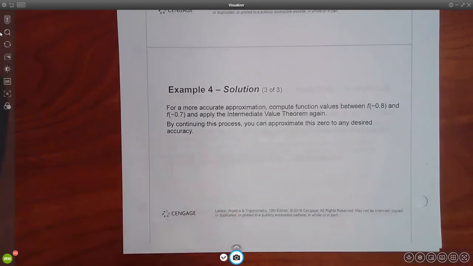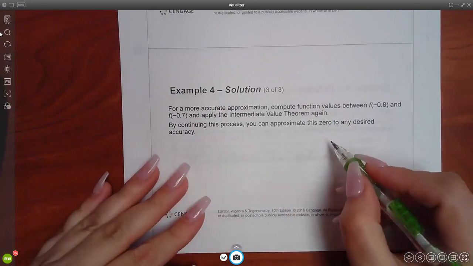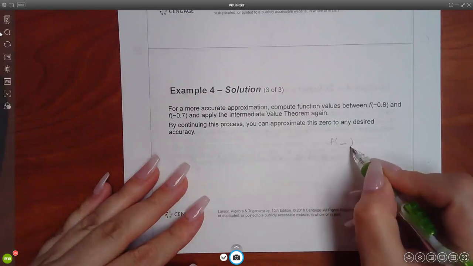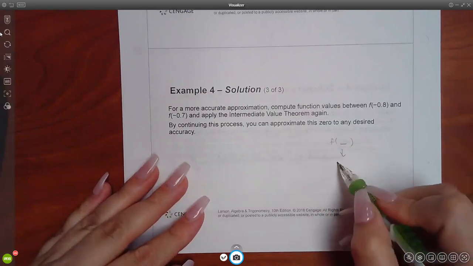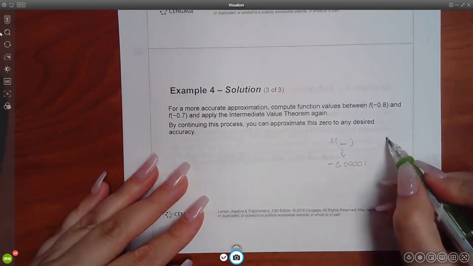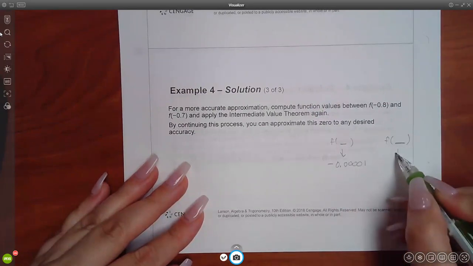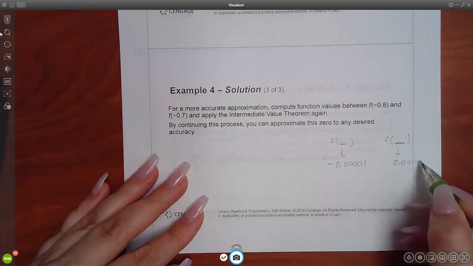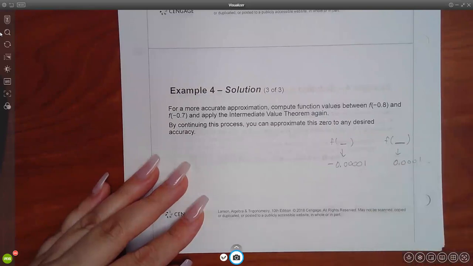Now, let's see, what does this say? It says, for more accurate approximation, you could keep going, continuing the process until you get super, super close to 0, okay? That means when you plug in whatever x value, right, you're gonna get like 0.00000, something like that. And then when you plug in the other x value, you get positive 0.00. You're getting real close to that central point, right?